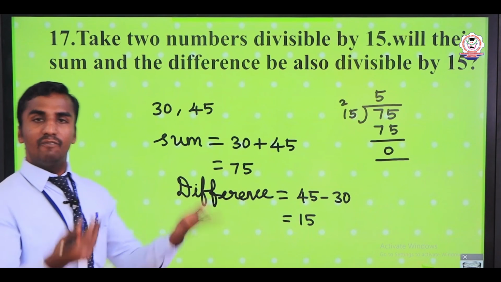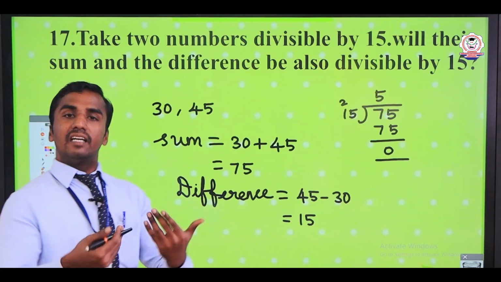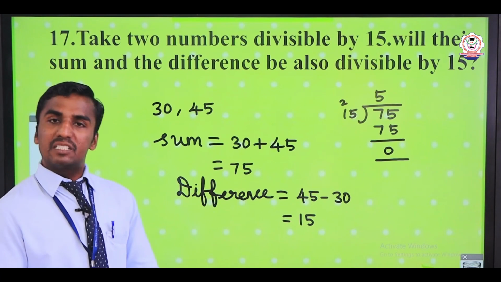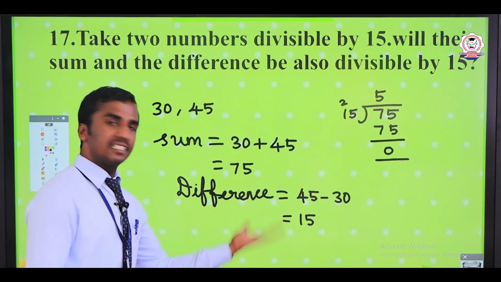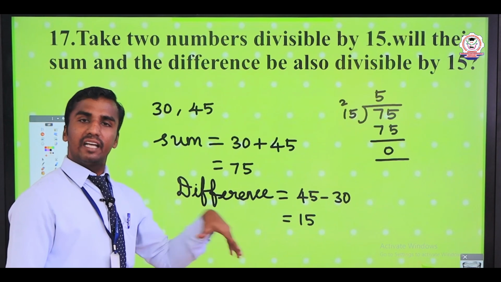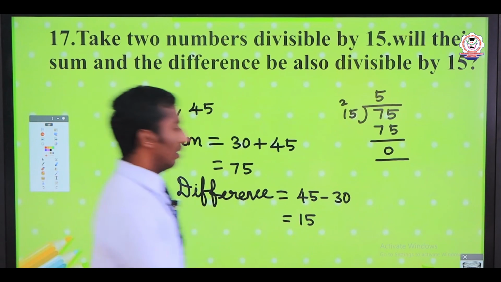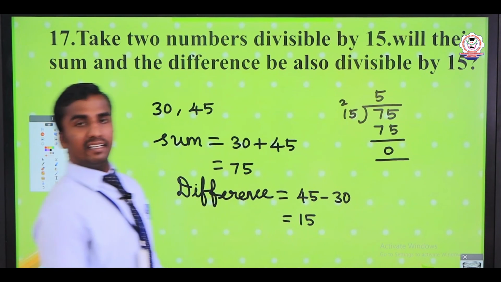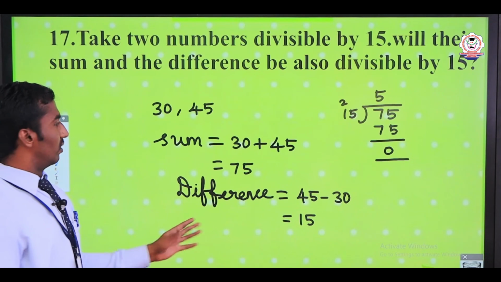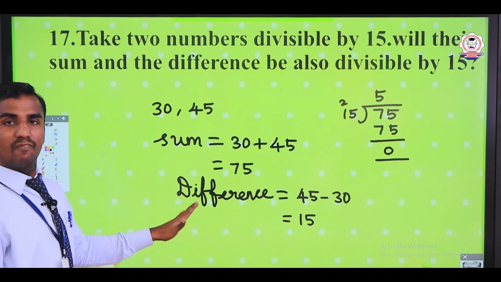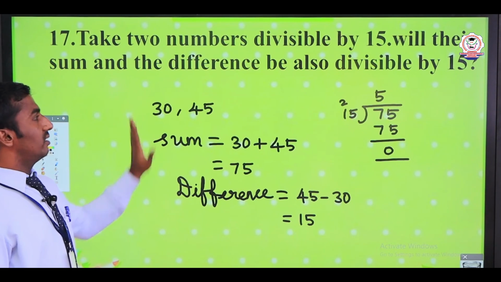We know already every number must be divisible by itself. So 15 is divisible by itself. 15 divided by 15 equal to 1. 15 ones are 15. Right? So 15 is divisible by 15th table. So both sum and difference are divisible by 15th table.